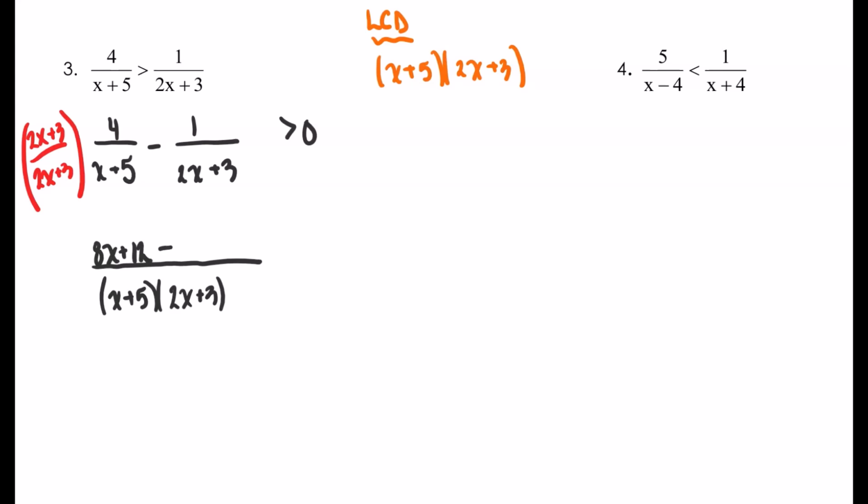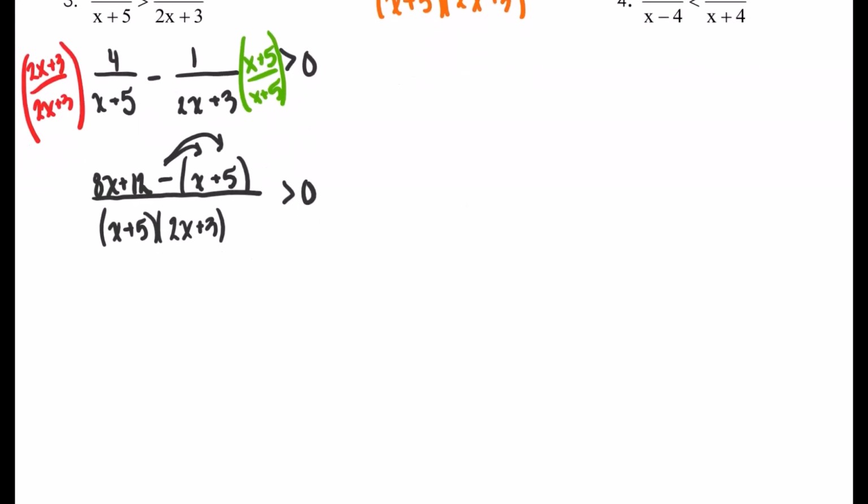And then my second fraction is missing the x plus 5. So I would need to multiply by x plus 5. And then when I distribute my negative and collect the like terms, notice that you would have 7x plus 7, and then that's over your denominator, x plus 5 and 2x plus 3.